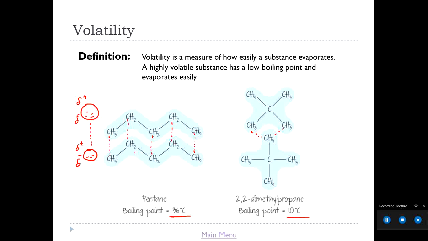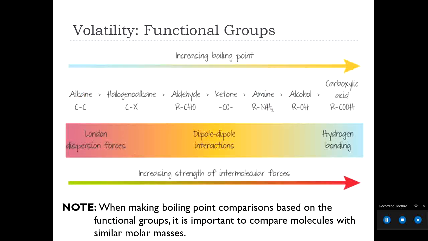So lastly is functional groups. Now that we're adding in functional groups, we have to look at the different types of intermolecular forces. The weakest of all of them is the alkane here at the bottom, and there's only London dispersion. London dispersion forces are present in every molecule, but there are no other forces in alkanes except London dispersion. Next we move up to the halogenoalkanes. Now we can have a polar molecule with a permanent dipole present toward the halogen group. So these have a little bit higher boiling point compared to the similar alkane.